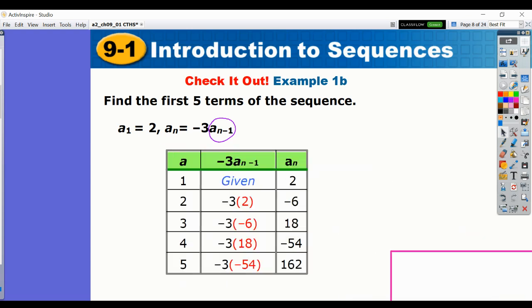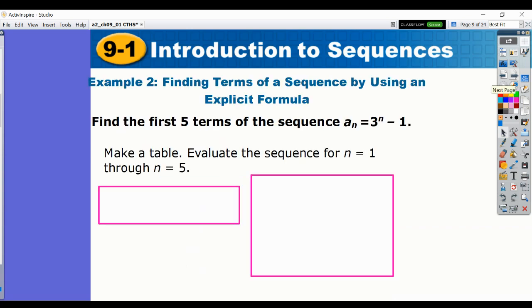Welcome back. Here are the answers where we're given the first value, and each of these are times negative 3. So we're just basically finding the pattern here is that we're just multiplying every time times negative 3. There's one more. This one is not recursive. So notice this equation is different. This is what I want to point out. This is not a recursive equation.